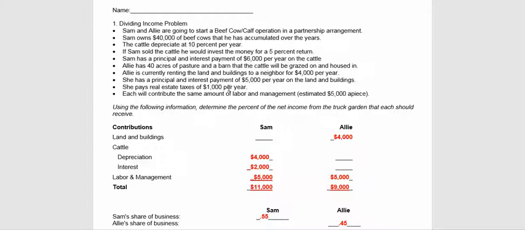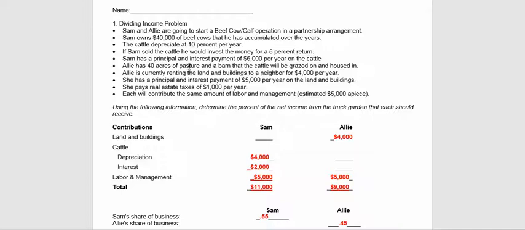The cattle is owned by Sam, and we figured that the cattle depreciate. We have fixed costs in these cattle also. When we figure out his contribution to this partnership, or what it cost him to have these cattle every year, well, they depreciate at 10% a year, and if he sold the cattle, he would invest the money for a 5% return. So that's a 15% fixed cost, which is a real common figure to use.